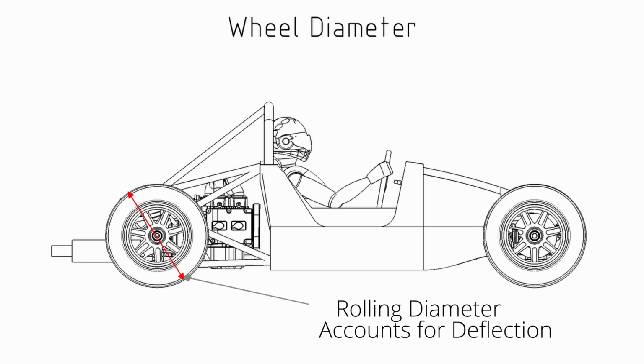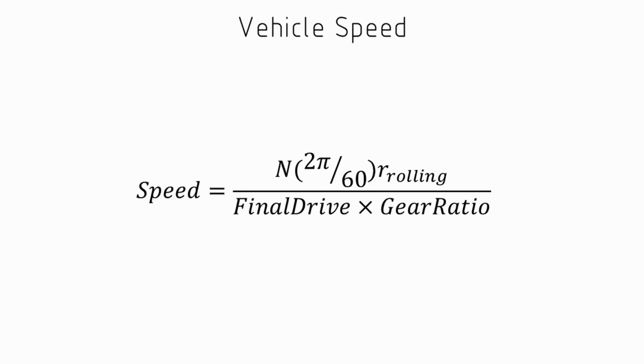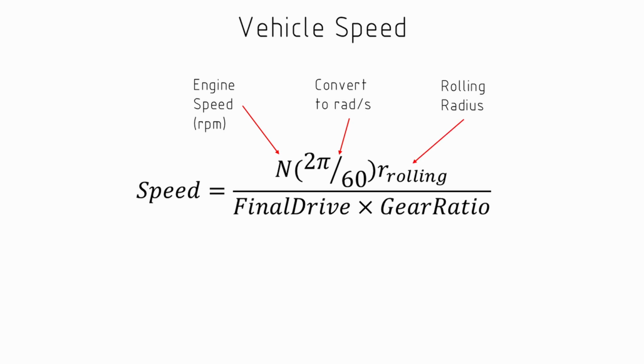Once we have this information, we can create a relationship that links the speed of the car to the RPM. And this is seen in this equation, where the speed of the vehicle is equal to the RPM, and we do a conversion factor to convert it from RPM to radians per second, multiplied by the rolling radius, all divided by the final drive times whatever gear ratio you're in at the given time.